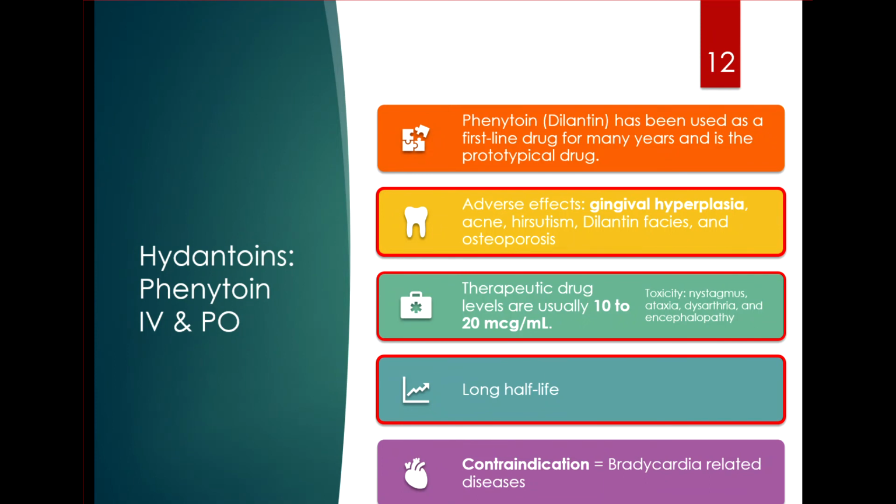And nystagmus is an early sign, ataxia, dysarthria, encephalopathy. Now we're talking about brain and possible death with encephalopathy or permanent brain damage. So if you notice nystagmus, your patient isn't talking right, they have a little ataxia, you will want to make sure we get a serum drug level on them and hold the phenytoin until you know what that level is.